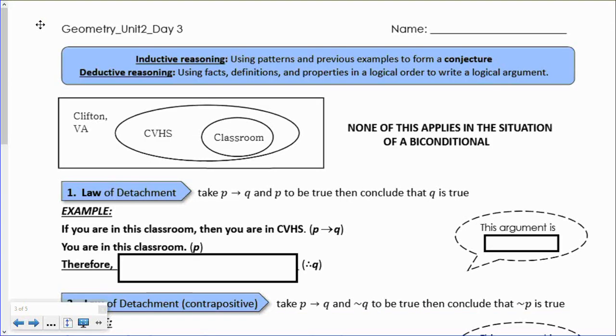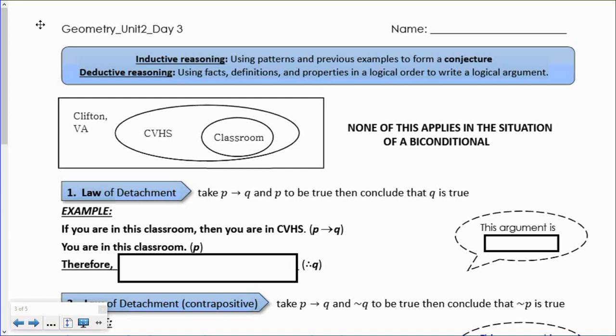So there are two different types of reasoning. There's inductive reasoning, which is using patterns or previous examples to form a conjecture, or deductive reasoning, which is what we're going to be doing in this example, which is using facts, definitions, and properties in a logical order to write a logical argument. That's also like proofs. My honors geometry will be doing proofs in this unit, but you guys are not going to encounter them until unit 3 and 4. But you will be seeing proofs in a little bit.